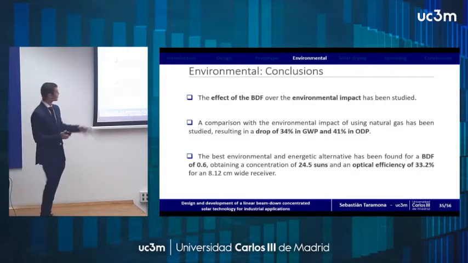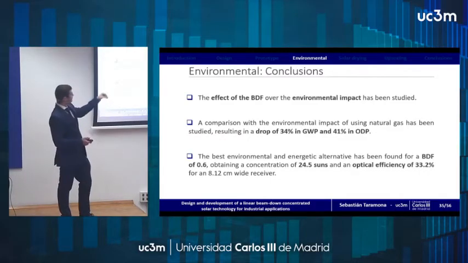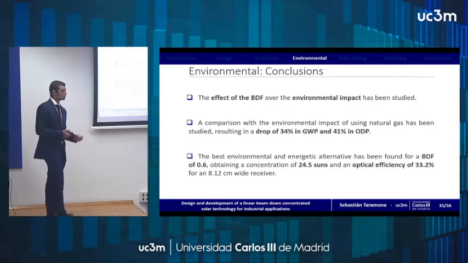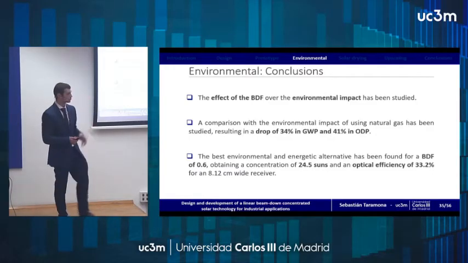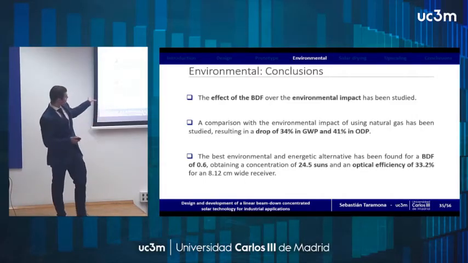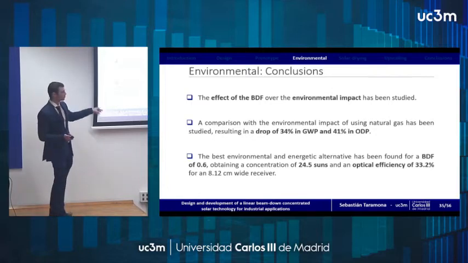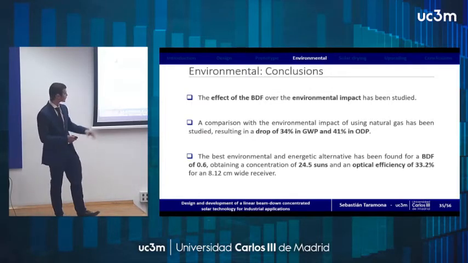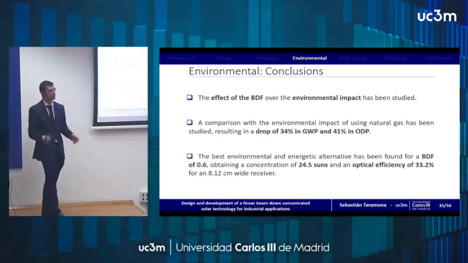Rounding up this section, we were able to quantify the environmental impact of the beam down height in terms of the solar field. We were able to obtain a 34% drop in global warming potential and a 41% drop in ozone depleting potential, which also followed a similar trend as the one presented in GWP. And for the best configuration with this solar field, we would be able to obtain 24.5 suns and an optical efficiency, once again, around 30%.